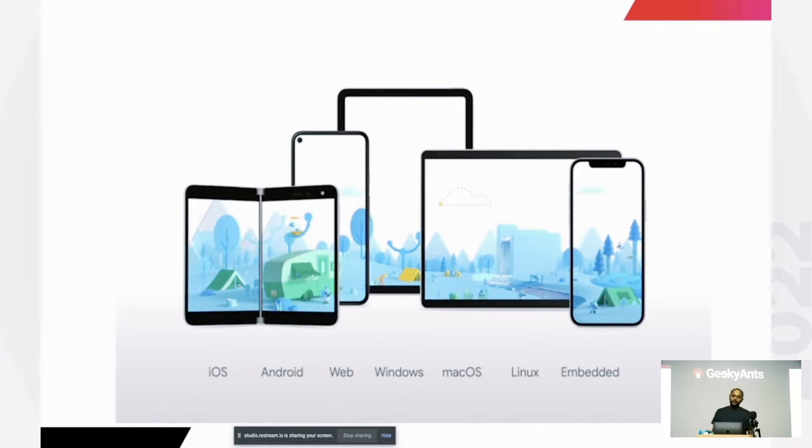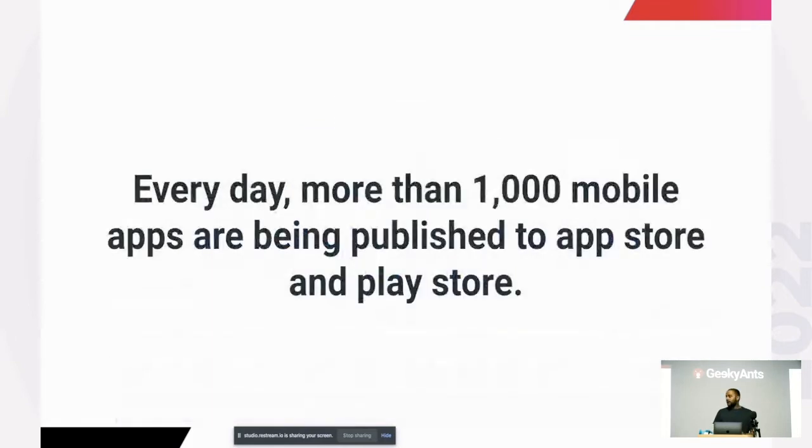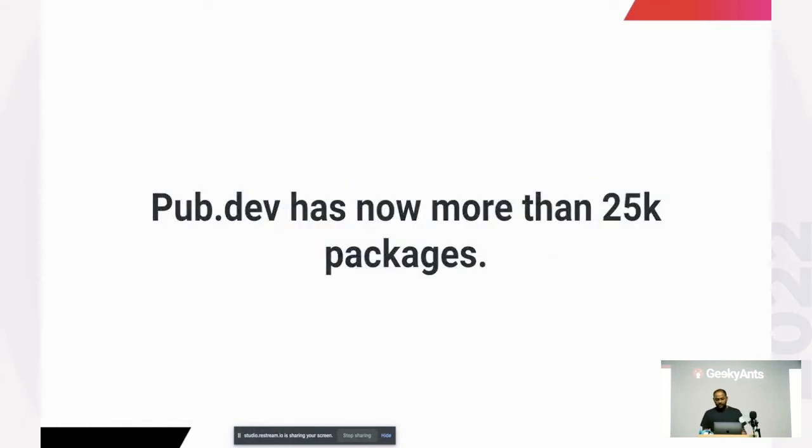Since the Flutter 2.0 launch, there has been a lot going on in the Flutter ecosystem, and a lot of updates have come, and all of these platforms are now under stable support. Since Flutter 2.0, the ecosystem has grown so much that every day more than 1000 mobile apps are being published to the App Store and Play Store. Other than that, the community is using web and desktop separately. Not just that, even on pub.dev, we now have more than 25,000 packages. pub.dev, for people who don't know, is basically what npm is for JS.